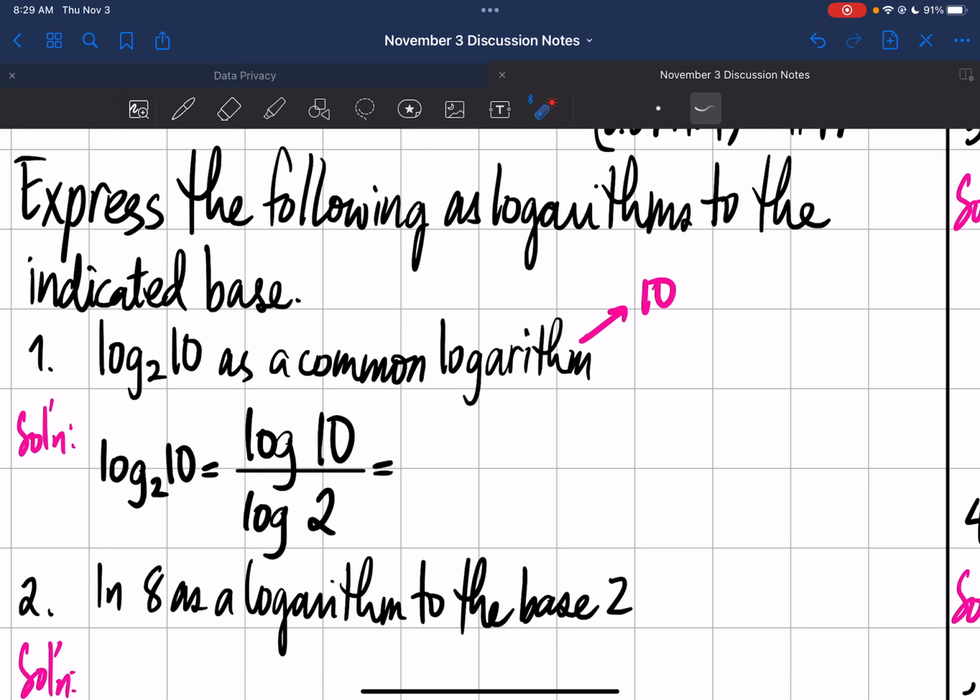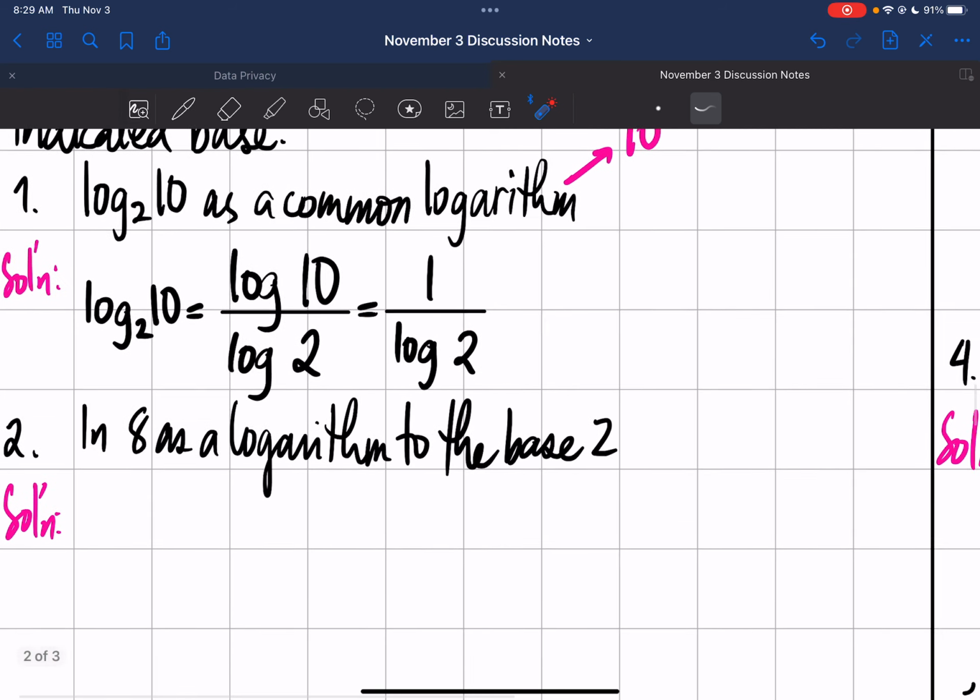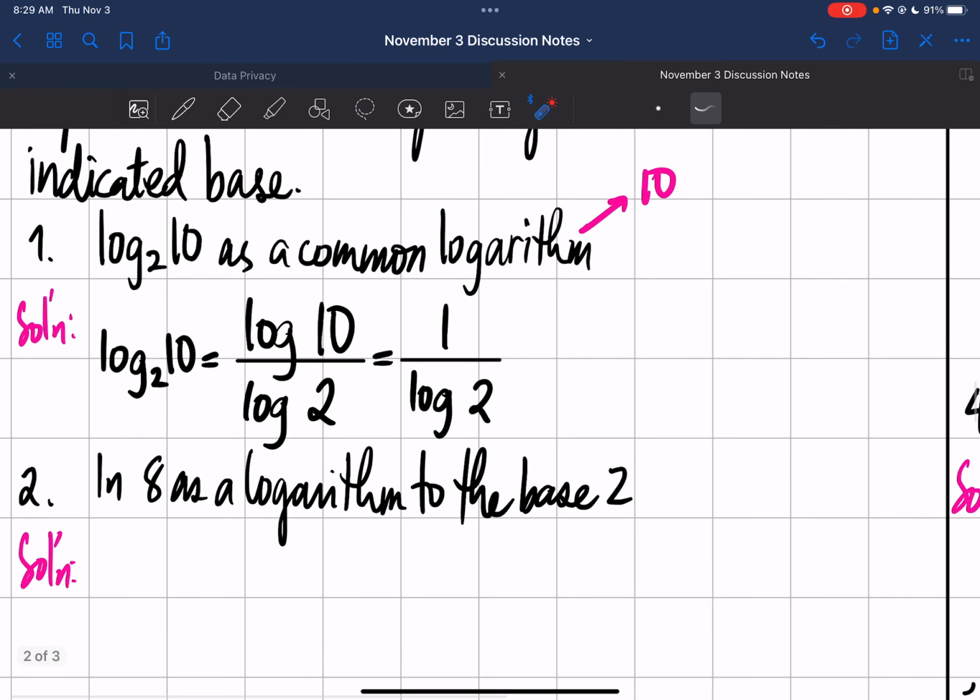And this one class, yung log 10 is just 1. So 1 lang yan all over log 2. And this one class doesn't have an exact value na madaling tandaan. So we leave it as is. So, ito na siya class, yung log 10 base 2 as a common logarithm is just 1 all over log 2.